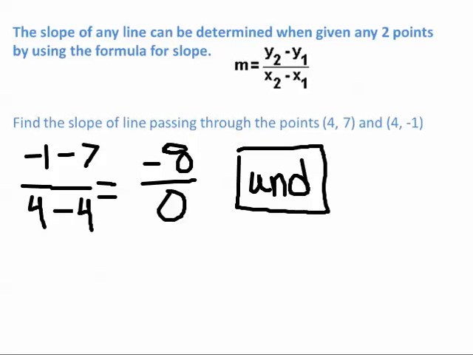All right, that means, remember we did rise over run, that means we're going down 8, but we're not running any. We're not going side to side. So we have a vertical line for this one, okay? So your slope for this problem is undefined because you cannot have a 0 in your denominator.